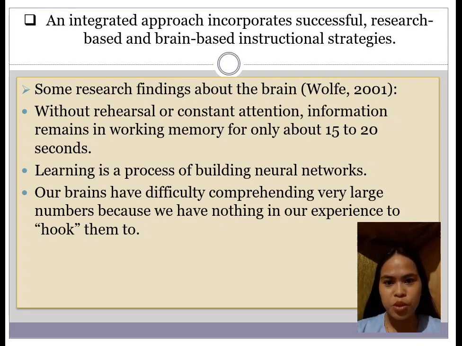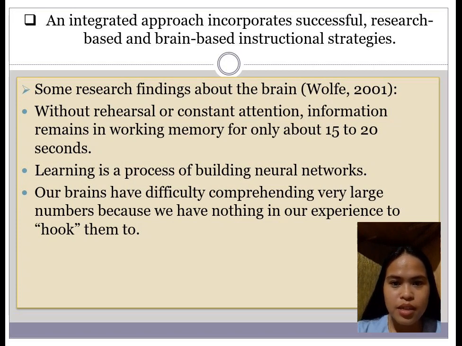An integrated approach incorporates successful research-based and brain-based instructional strategies. So the following are some research findings cited by Patricia Wolf in her book Brain Matters: Translating Research into Action, 2001. Some research findings about the brain by Wolf, 2001. First, without rehearsal or constant attention, information remains in working memory for only about 15 to 20 seconds. So this implies the need for memory aids.